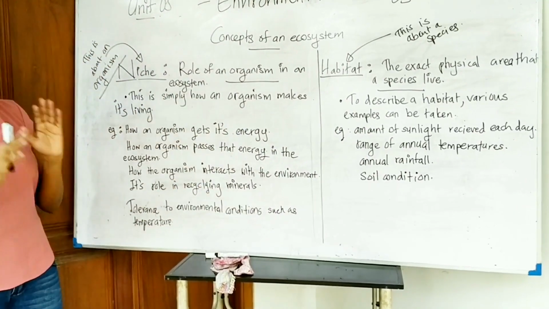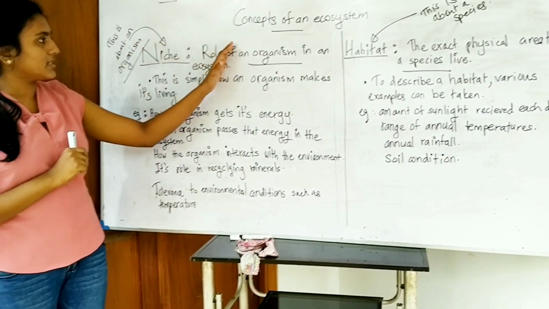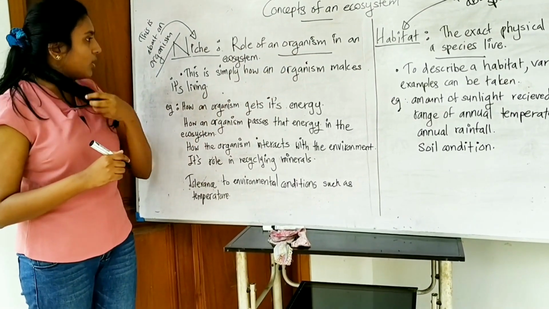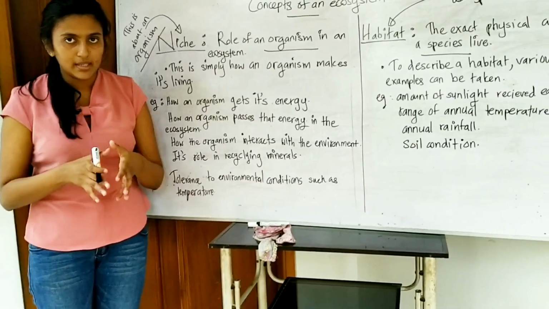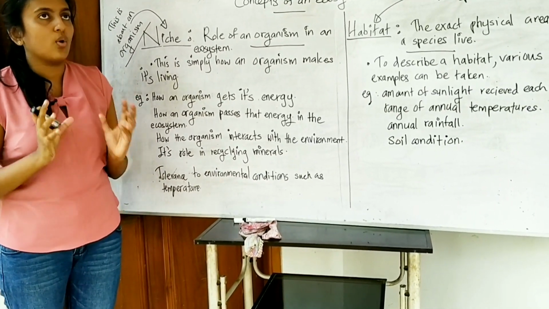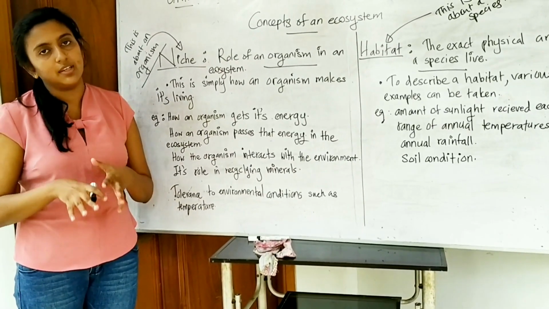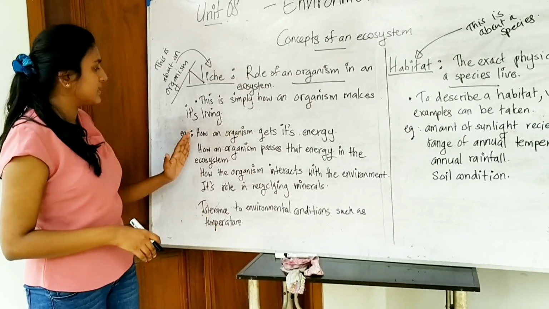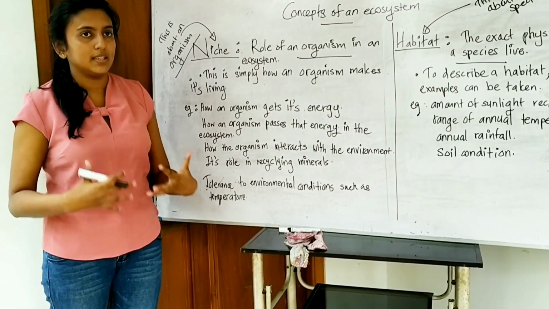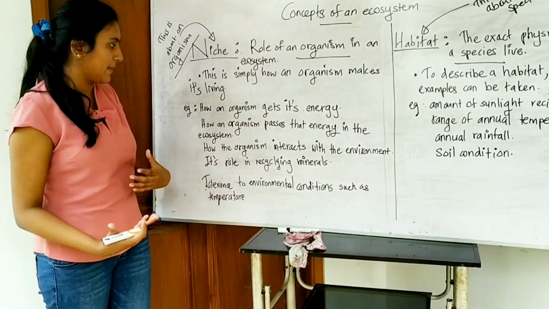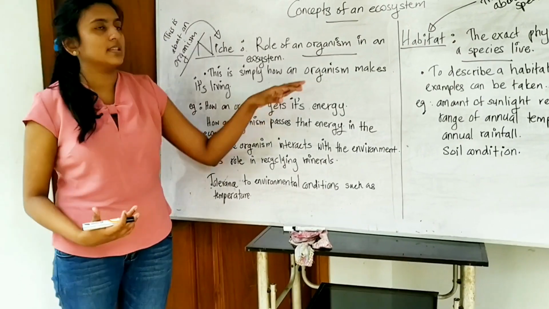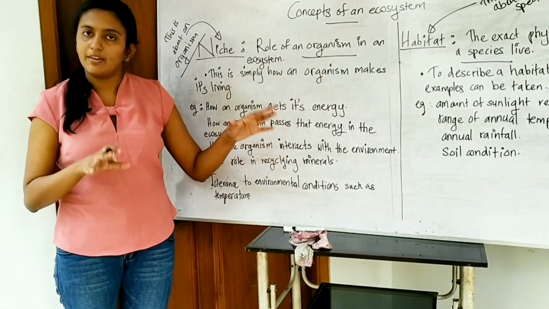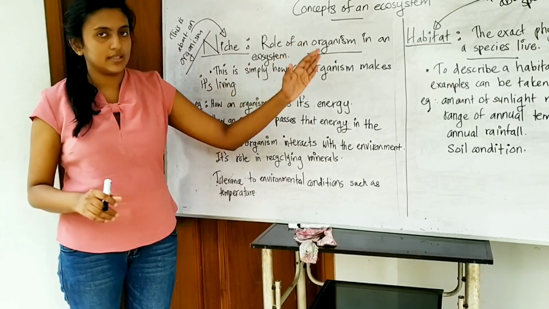Coming to the niche, when we consider the role, the role simply means how the organism makes its living. How and what an organism should do in order to survive in an ecosystem. That can be explained elaborately in certain areas. It is everything that an organism does in order to survive. So, how the organism gets its energy. Energy is required for survival.